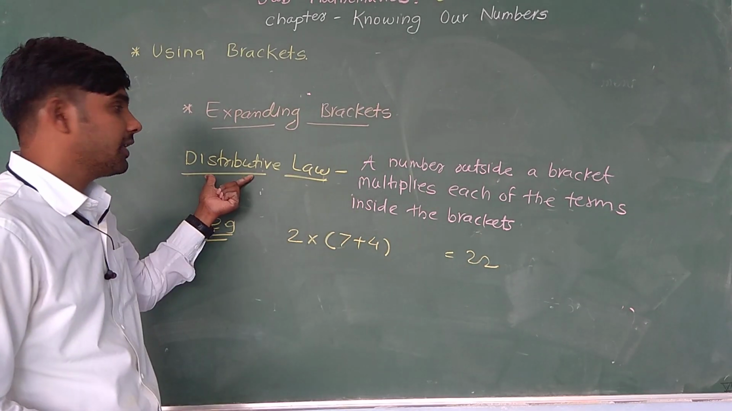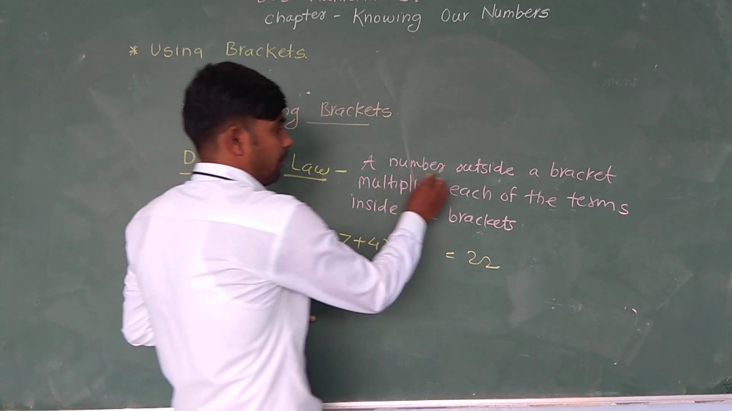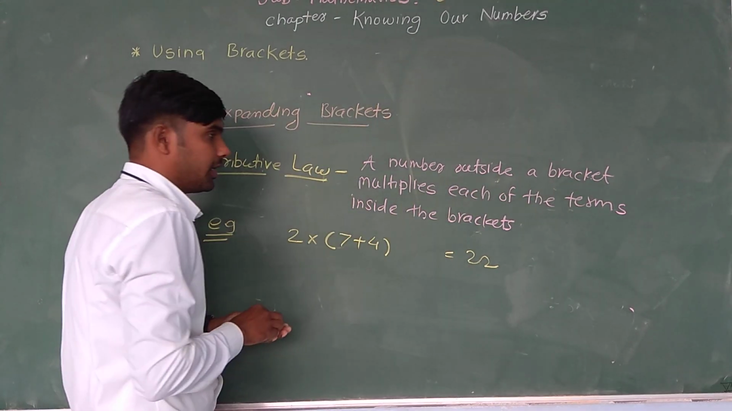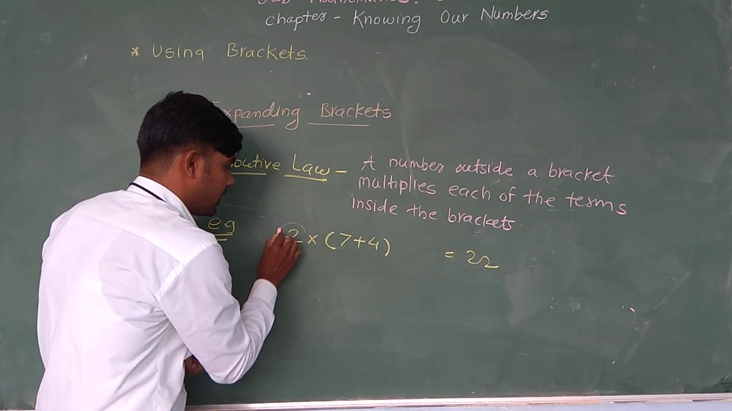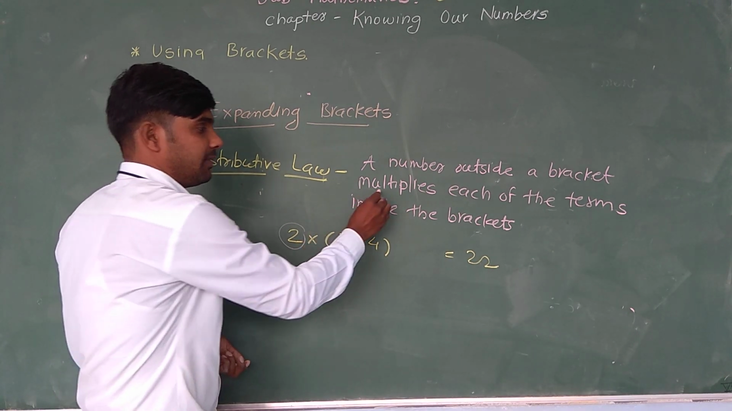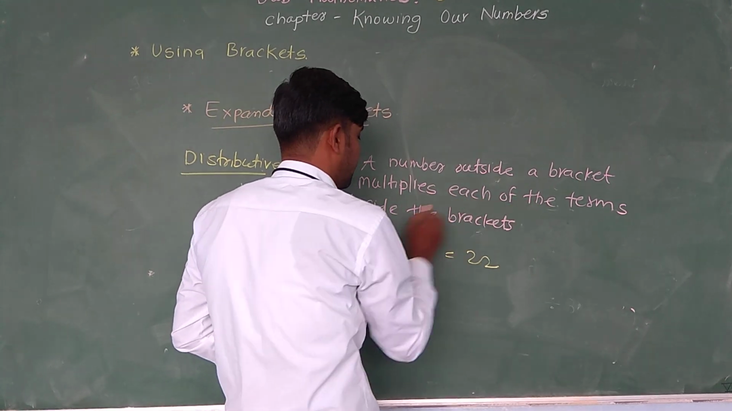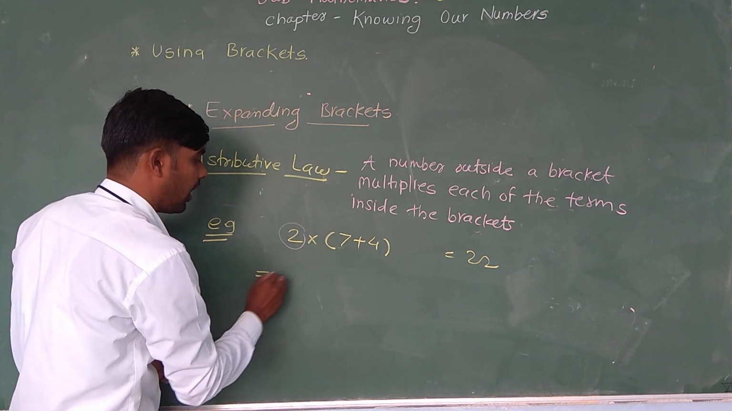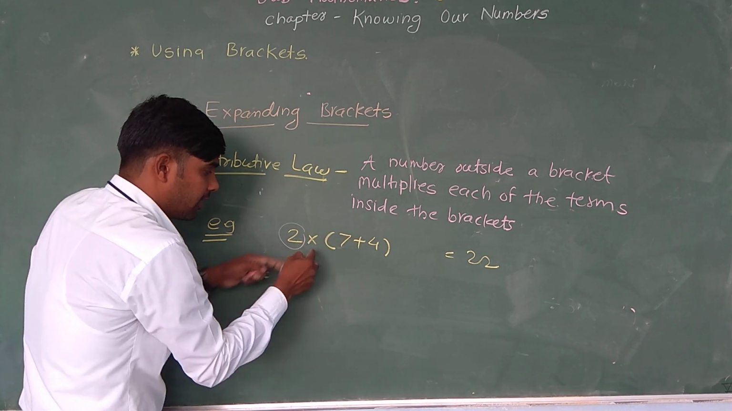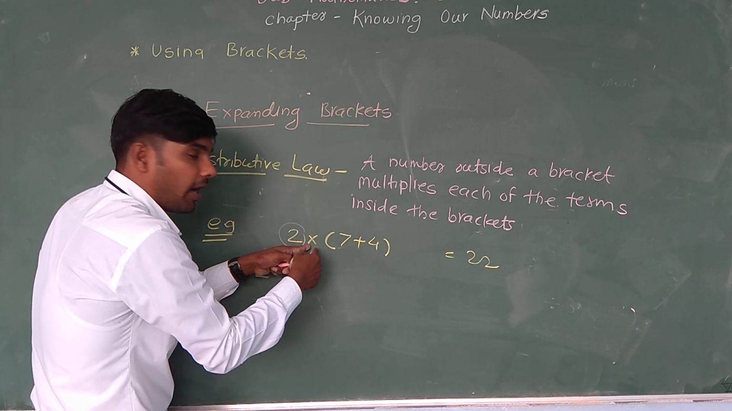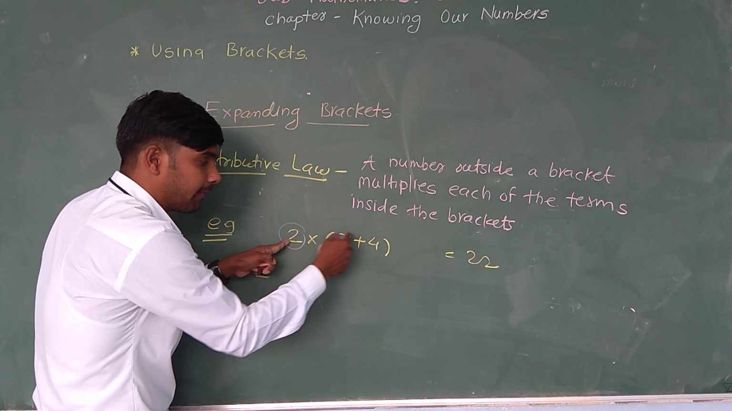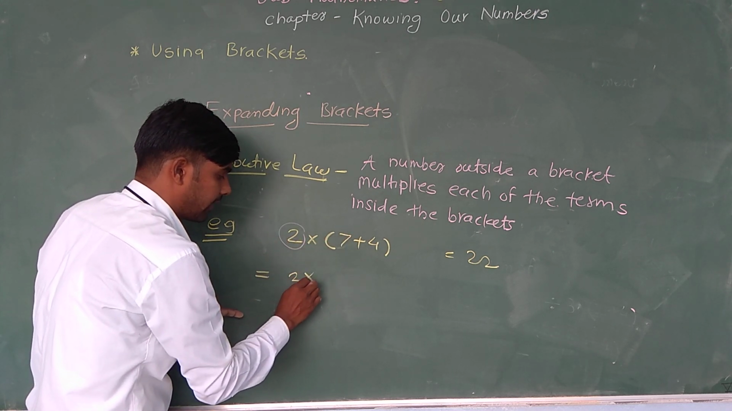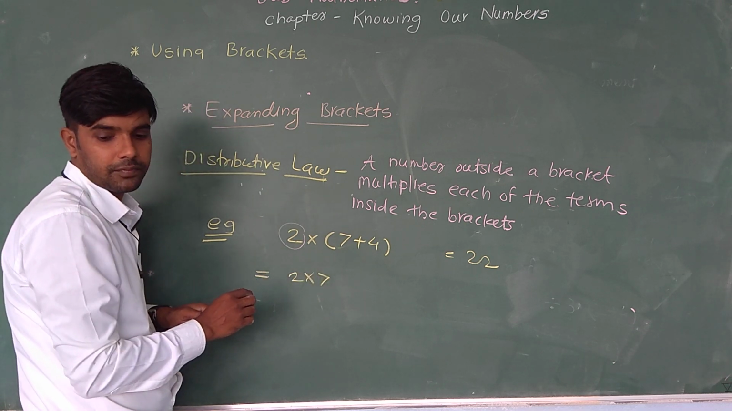But by using the distributive law, a number outside the bracket multiplies each of the terms inside the bracket. Which number is outside the bracket? 2 is outside the bracket. So we write, by using the distributive law, 2 multiplied by 7. Whatever sign is there, you have to take the sign. So 2 multiplied by 7. Got it?